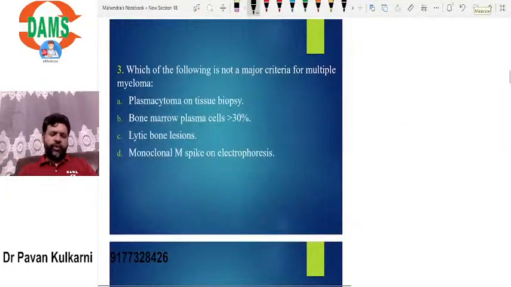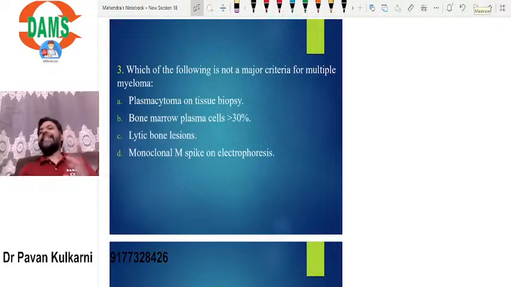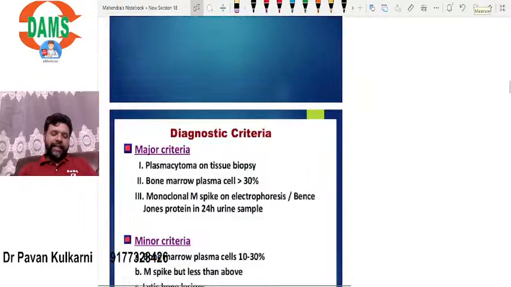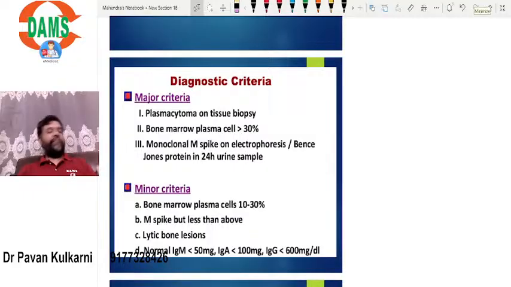Moving on to the third question. Which of the following is not a major criteria for multiple myeloma? To understand this question, let us divide the major and minor criteria. First, let us understand what multiple myeloma is. Multiple myeloma is nothing but a malignancy of the plasma cells, and that too, this malignancy is occurring in multiple positions. That is what is called multiple myeloma.